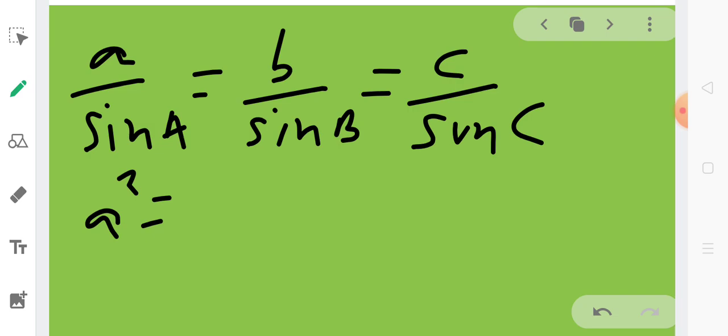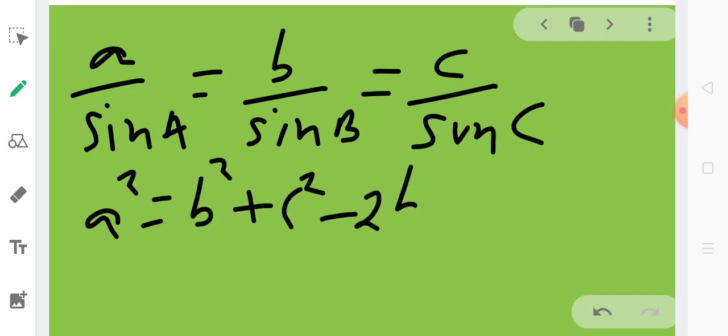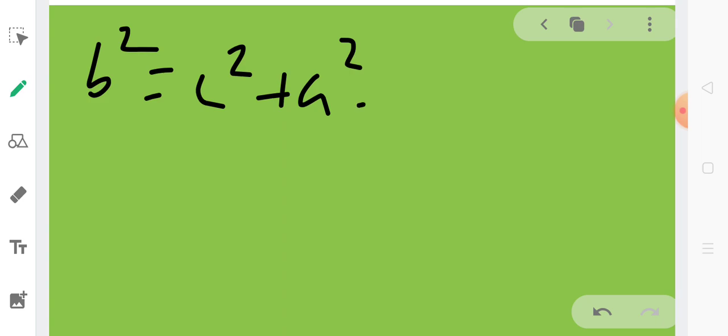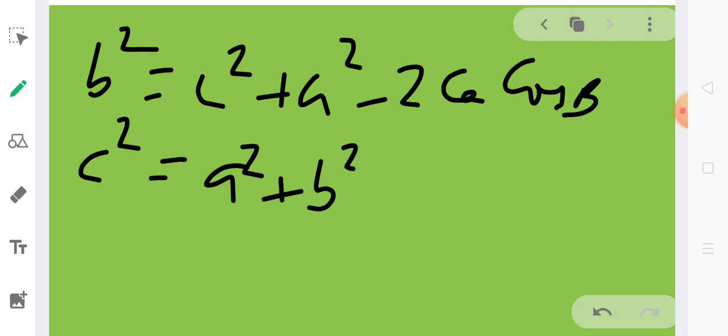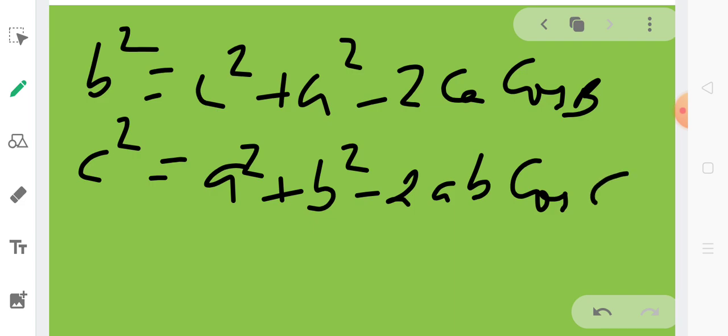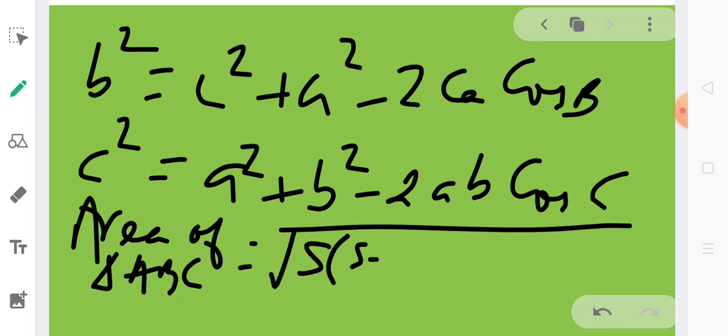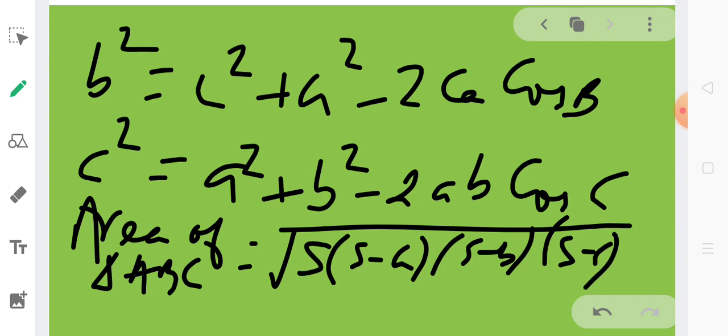You can write down a square equal to b square plus c square minus 2bc cos of A. You will get b square equal to c square plus a square minus 2ca cos of B. c square is equal to a square plus b square minus 2ab cos of C. And lastly, area of triangle ABC will be equal to under root s into s minus a into s minus b into s minus c, where s is equal to a plus b plus c by 3.